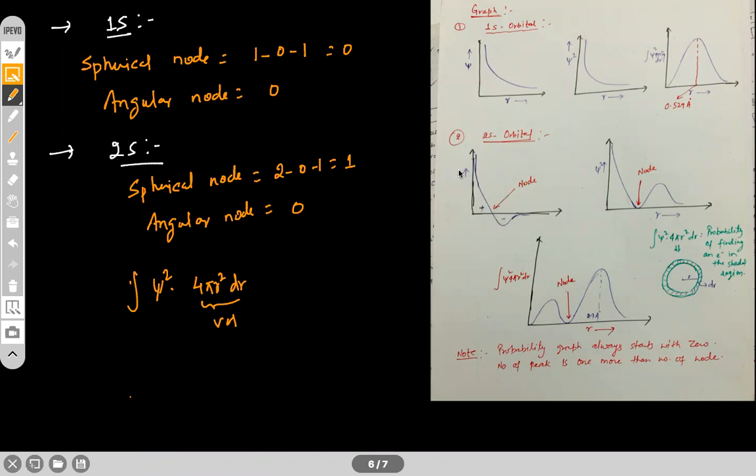Just convention-wise, we write above the axis as positive and below as negative. This is the psi wave function, and as I told you already, the wave function can be positive or negative, both. At the point where it touches the x-axis, psi is zero. Psi is zero means psi square is zero, which means probability is zero. And when probability is zero, that point becomes the node. Did you get it?